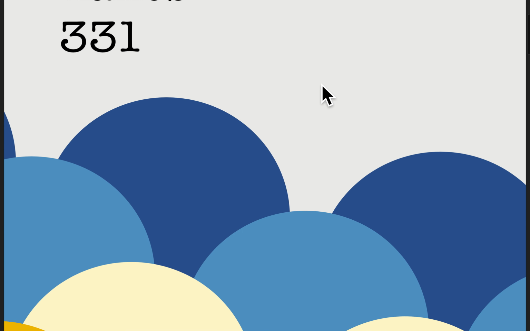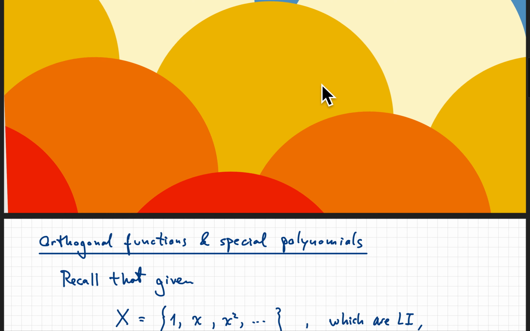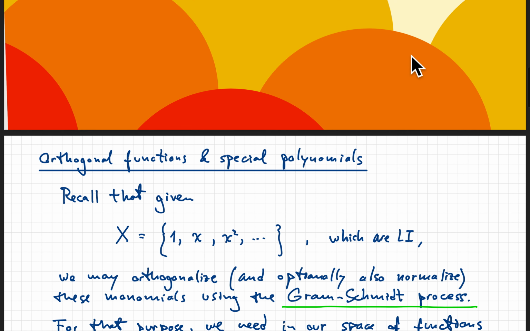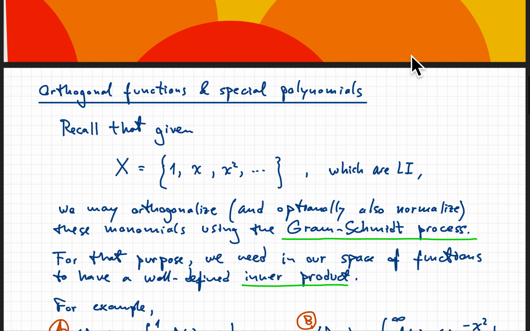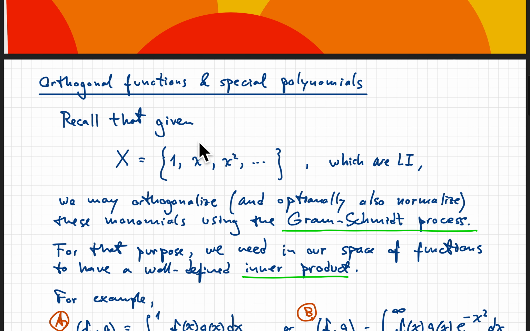Hey, welcome back. Today in Short Text 331, we are going to be talking about orthogonal functions and special polynomials. So let's say we have a basis such as this one for our vector space, and we're going to be actually focusing on this basis for the whole of this video.